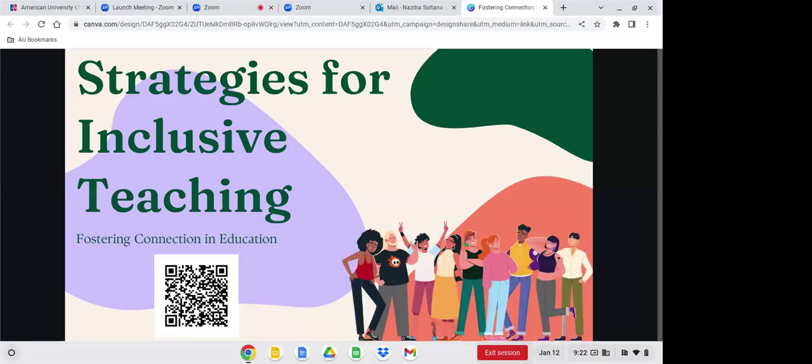Is within math, science, and STEM, so within elementary and secondary level. Today, everything that we go over is basically on strategies for inclusive teaching.